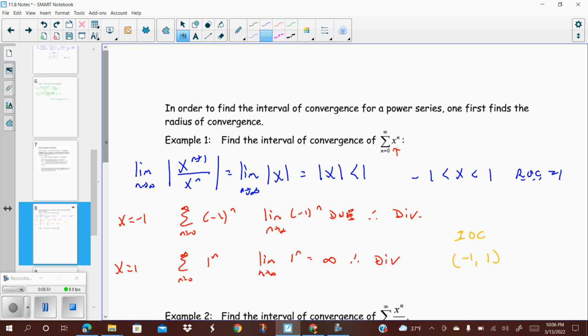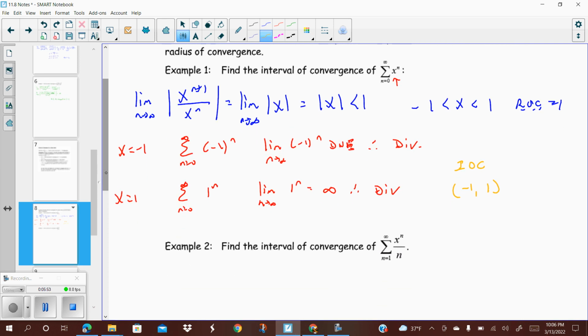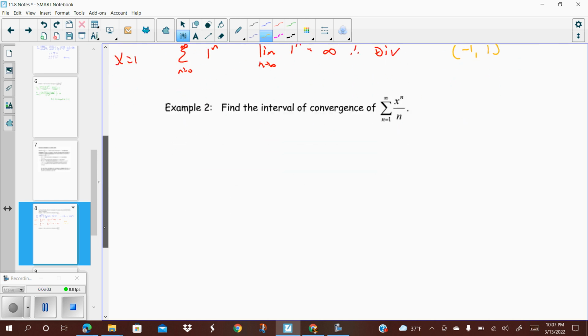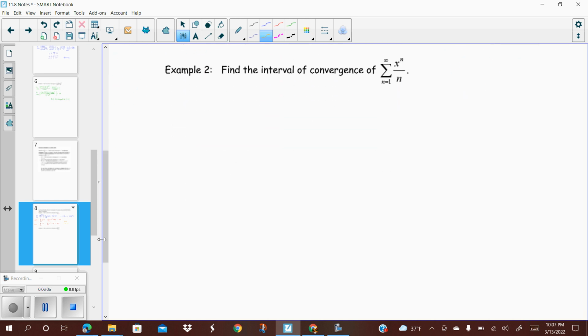All right, let's move on to the second one. Again, hopefully that makes sense. And hopefully now you can see why we had to learn all those different series tests, because we're going to use those to check all of our endpoints for these intervals of convergence. The nice ones are going to be if you get 0 or if you get infinity, because then you have nothing to check. Okay, find the interval of convergence of x to the n power over n.